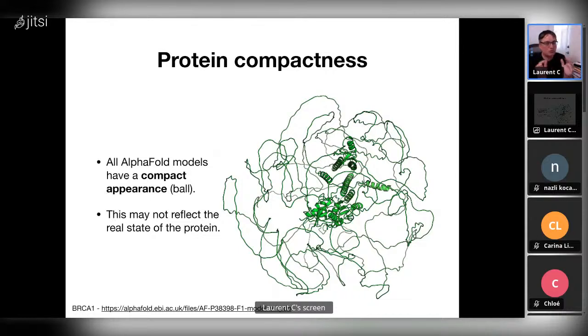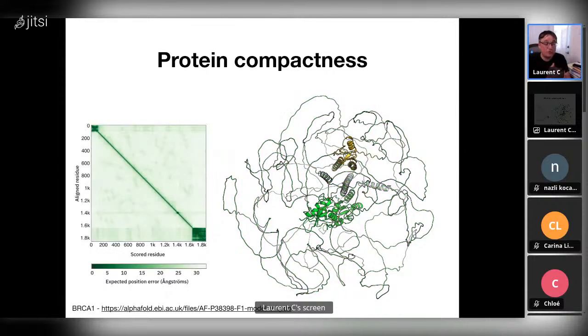All the structures will have this compact appearance. It may not reflect the real state of your protein. And that's one of the uses of the PAE diagram. It informs you, can you trust what you see? Can you trust the position of all these residues?